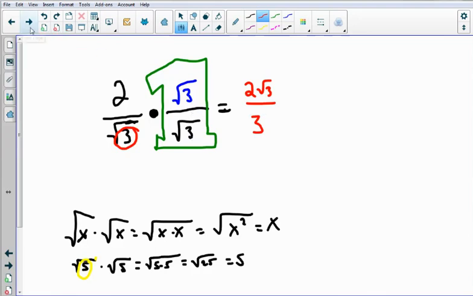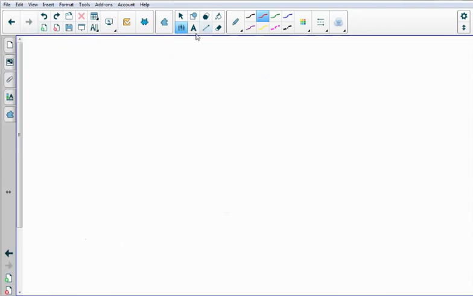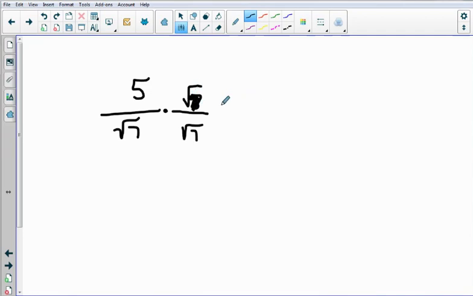Okay, let me go ahead and do another one real quick. All right, let's go ahead and do, I don't know, 5 over the square root of 7. You can take that times square root of 7 over the square root of 7. And 5 times the square root of 7 is just 5 square roots of 7. And square root of 7 times the square root of 7 is 7.